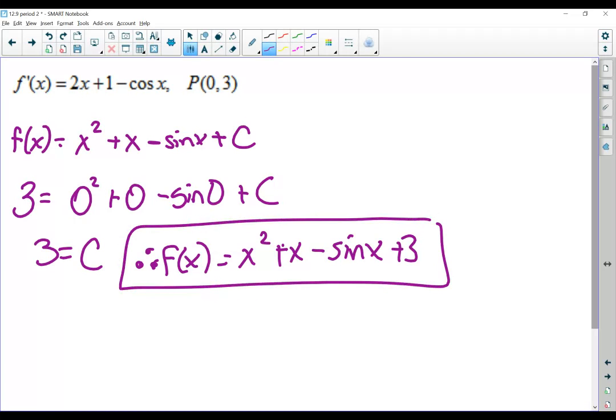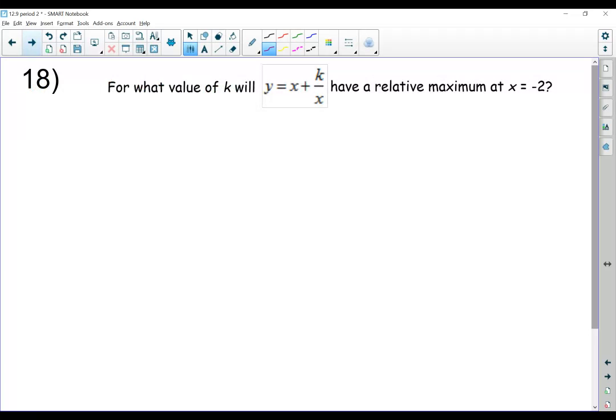Okay, let's try one more. Now that we've done antiderivatives, we've done increasing, decreasing, we've done like mean value theorem with derivative functions, what else could the derivative functions help us find? This is one the AP exam loves. For what value of k will this function have a relative maximum at x equals 2? So the reason why they ask this question is they want you to think, what does it mean when a function has a relative maximum?